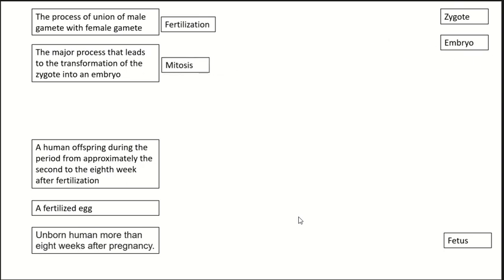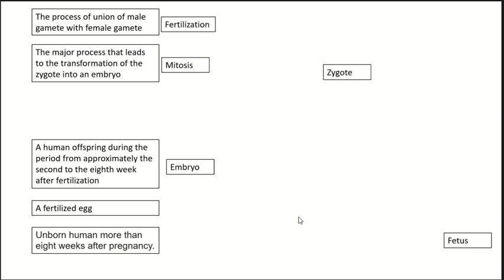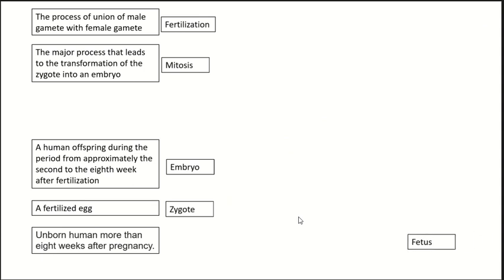A human offspring during the period from approximately the 2nd to the 8th week after fertilization, it's an embryo. A fertilized egg, of course, it is a zygote. And an unborn human more than 8 weeks after fertilization, it's a fetus.